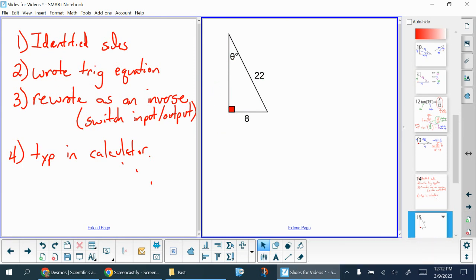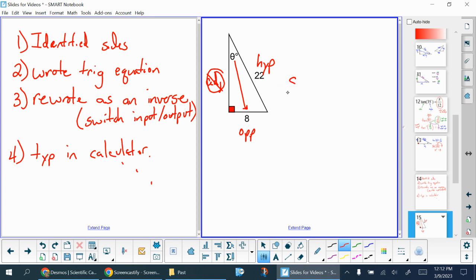So step 1, identifying our sides. Well, there's my angle. So straight across, that's the opposite. This longest side is the hypotenuse. And then this is the adjacent. I don't need that, so I'll just cross it out. Then to write our trig equation, I'm going to decide sine, cosine, or tangent. Well, I have opposite and hypotenuse, so that means sine. I don't know the angle, but I do know that the opposite is 8 and the hypotenuse is 22.